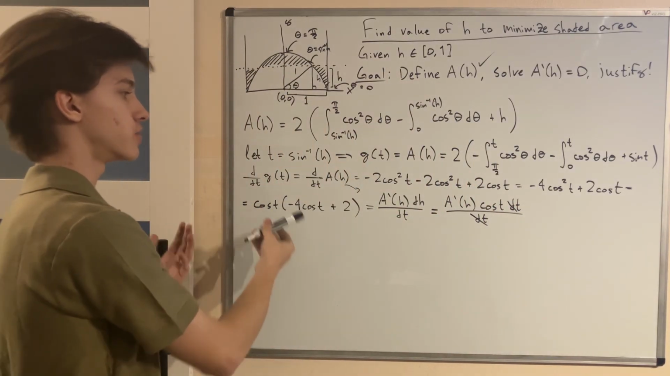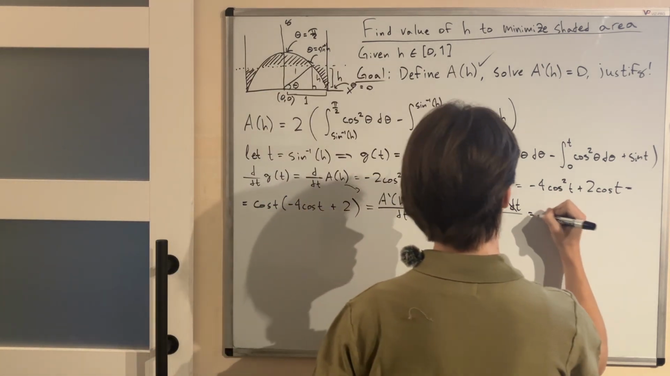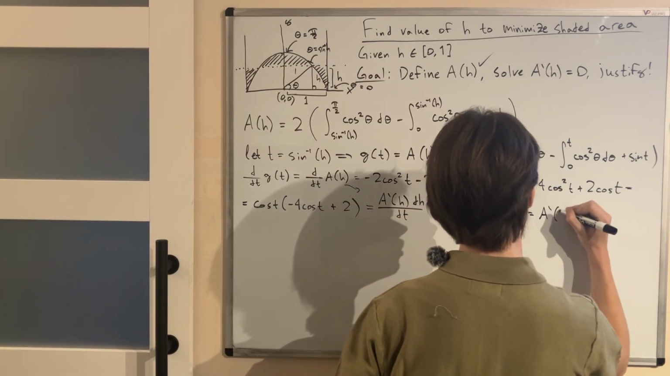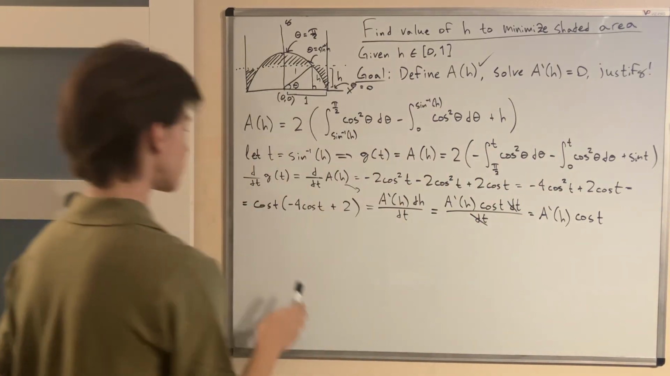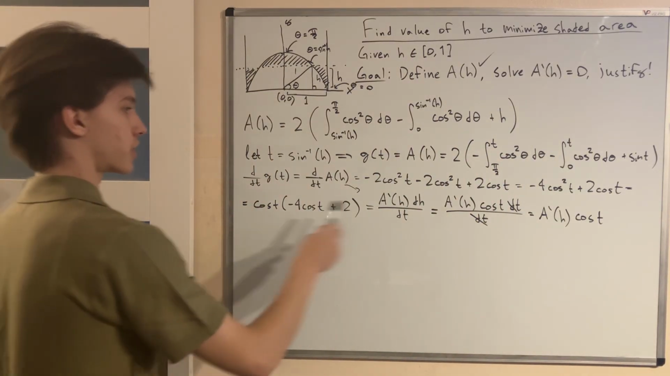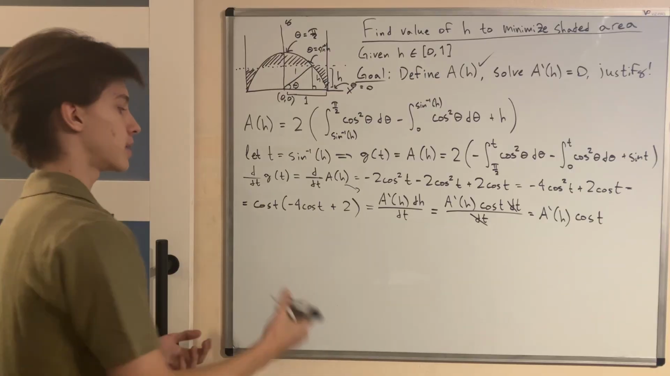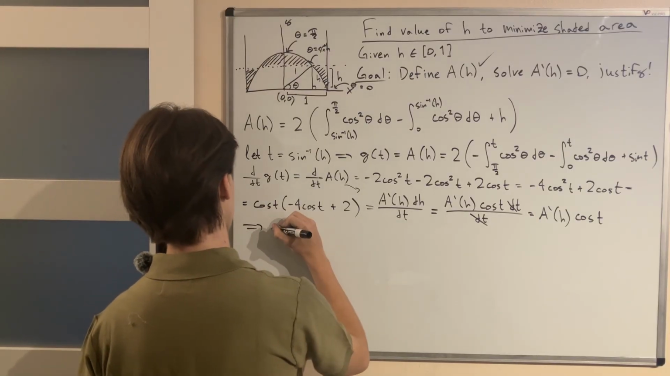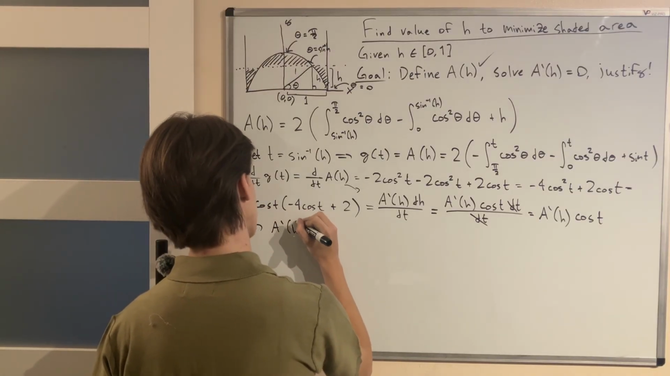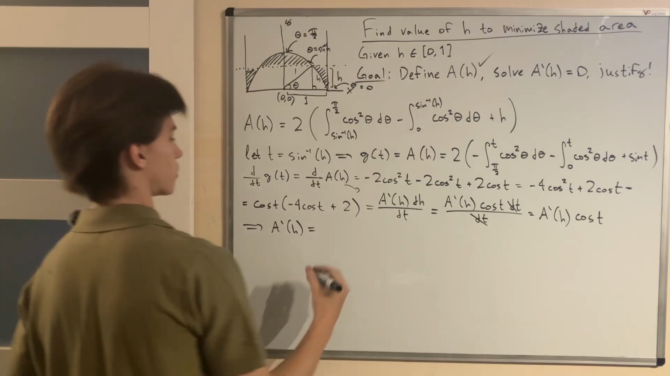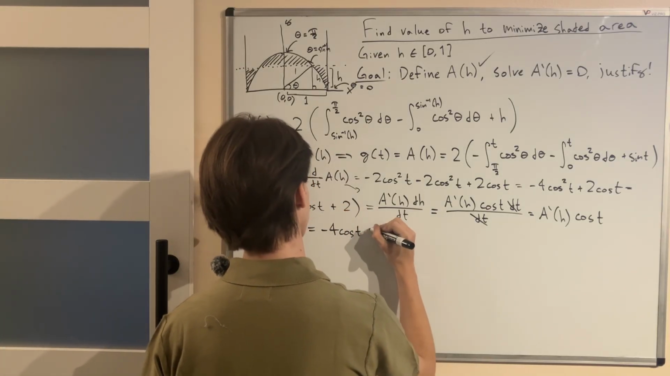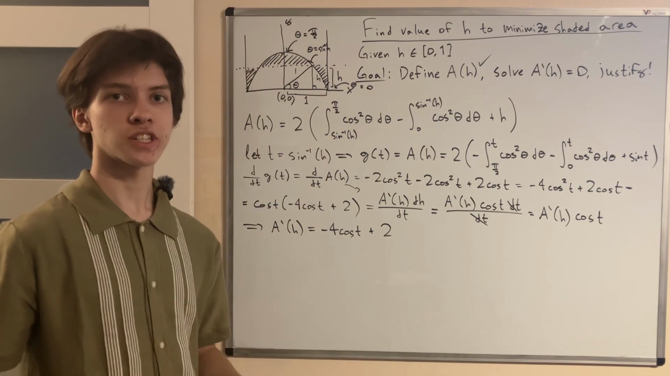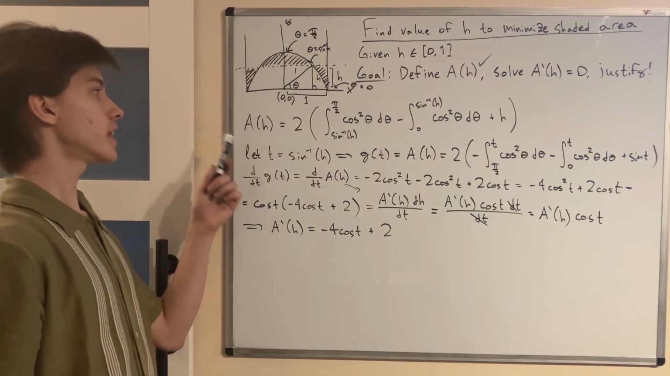Therefore, d over dt of g of t equals the derivative of a with respect to h, a prime of h, times cosine of t. And look at that, cosine t over here and over here, and therefore a prime of h, the derivative of a with respect to h, is equal to this part right here, negative 4 cosine of t, and then plus 2. All right, so now we have the derivative of our area function.